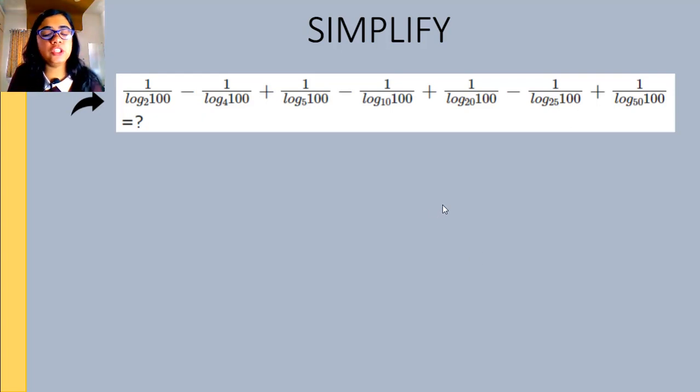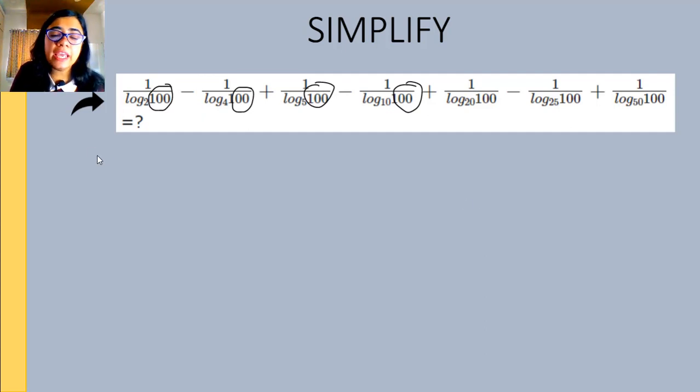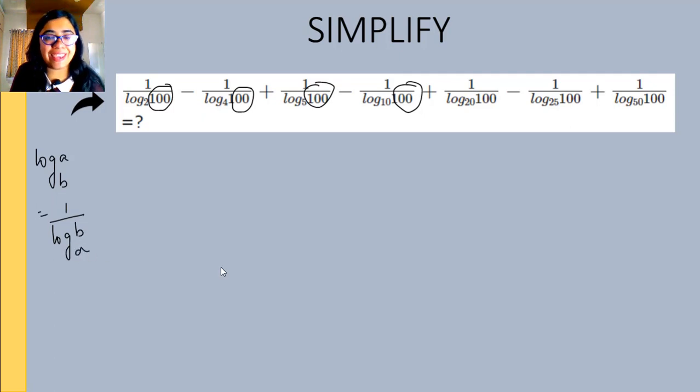How will you ensure that the base is same? Look at this number. Here there is 100, here there is 100, here there is 100. Everywhere you are having 100. So again I'm going to use the change of base property, but I'm going to use the first property. What was the first property? If you have log a to the base b, you could write this as 1 upon log b to the base a.